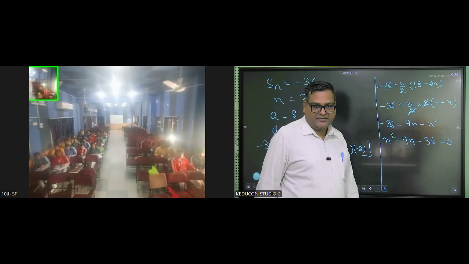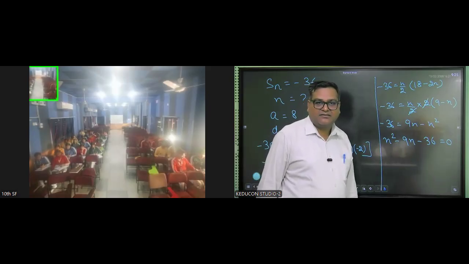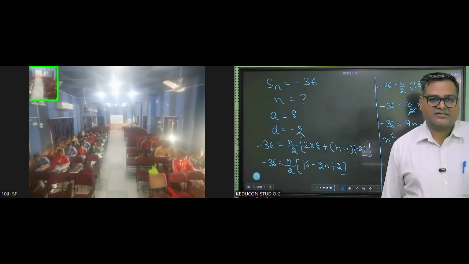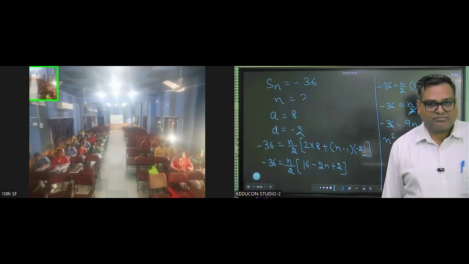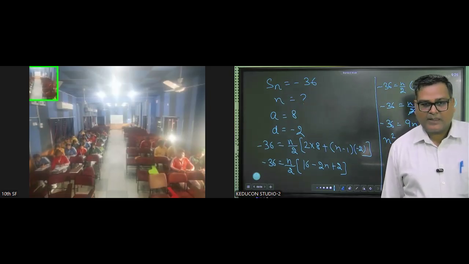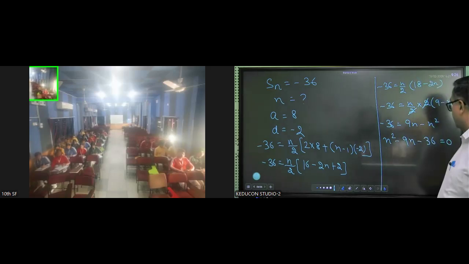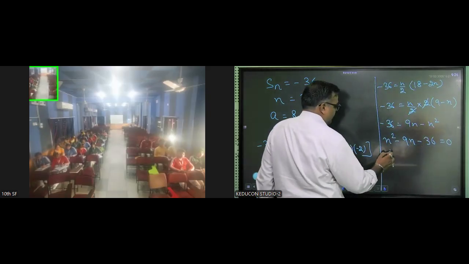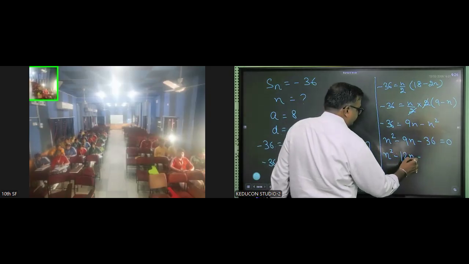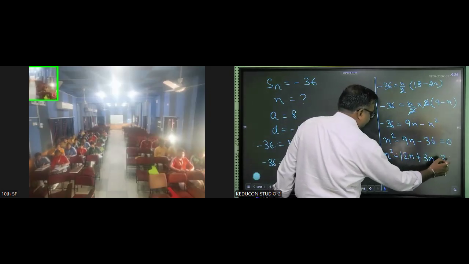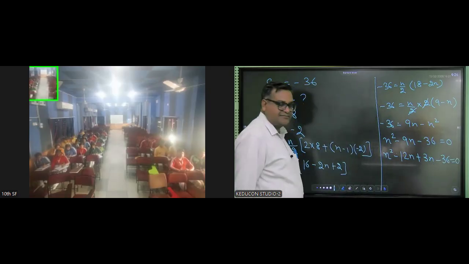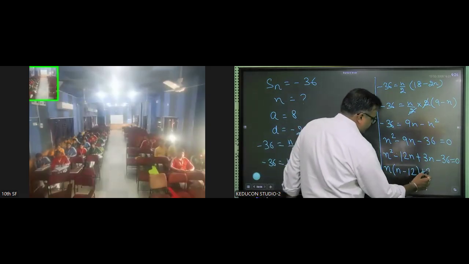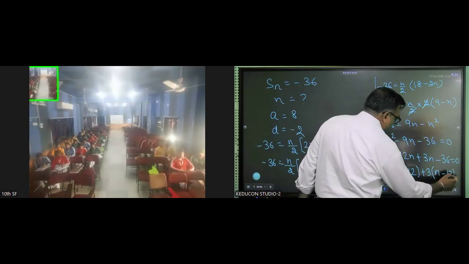What will be the factors here? Can anybody tell me what will be the factors? Any one of you, please tell me. If anybody knows, please come and tell me. Student, factors will be plus 3n minus 12n, that is, 3n minus 12n will be minus 9n. Right? So take n common. n minus 12 plus 3 into n minus 12 equal to 0.